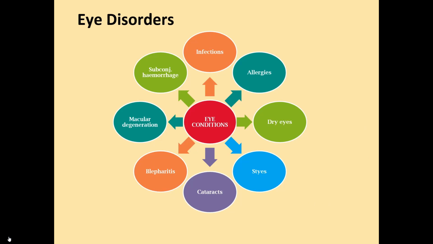Quite a few different disorders can affect the eye. Some of the main ones are listed here. So obviously you can get infections such as bacterial conjunctivitis. Some of you may have experienced allergies caused by things like hay fever or pets. You can also get dry eye where the tear production is malfunctioning. You can get stye, which is like having a spot on your eyelid, cataracts, blepharitis, macular degeneration, and also subconjunctival hemorrhage, which we'll come on to in next slides.